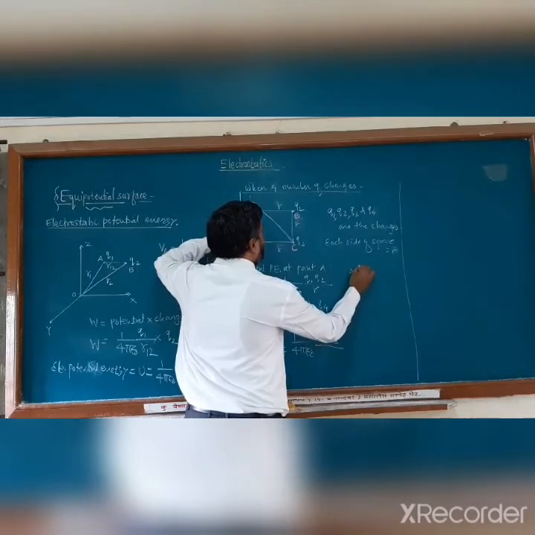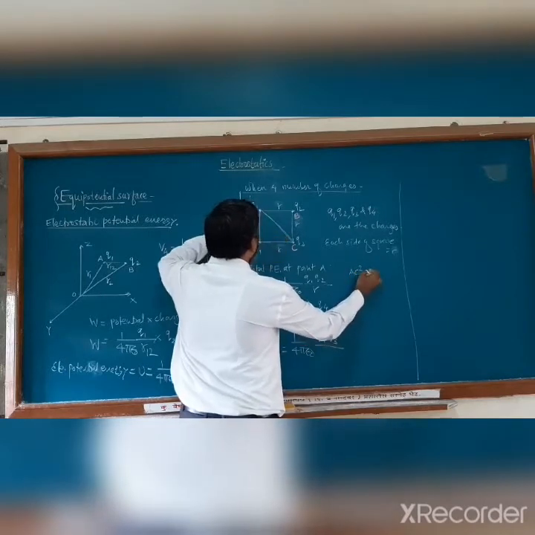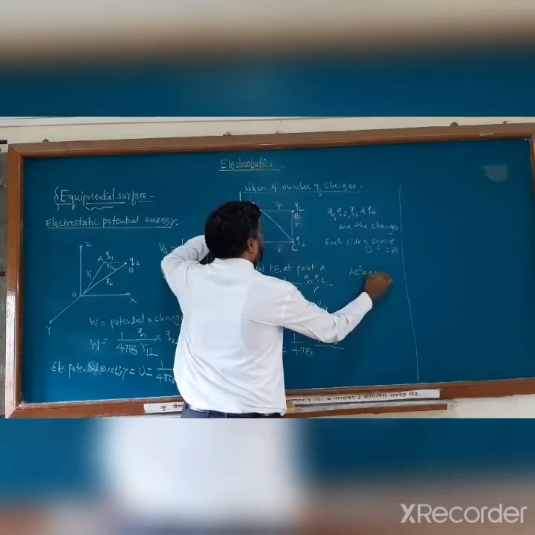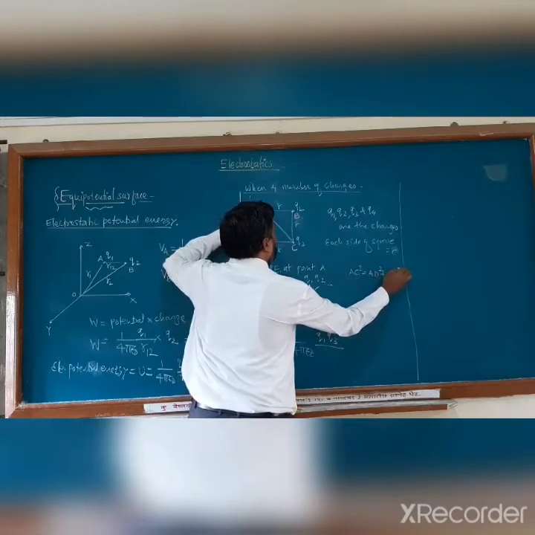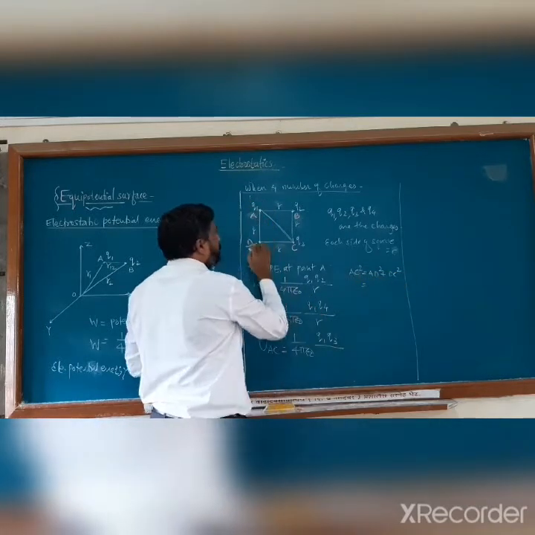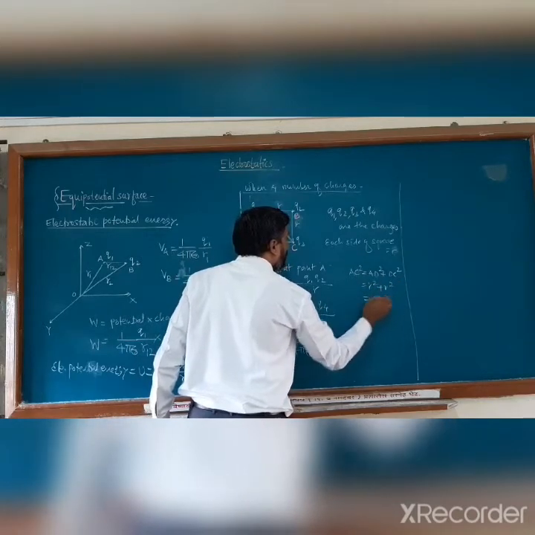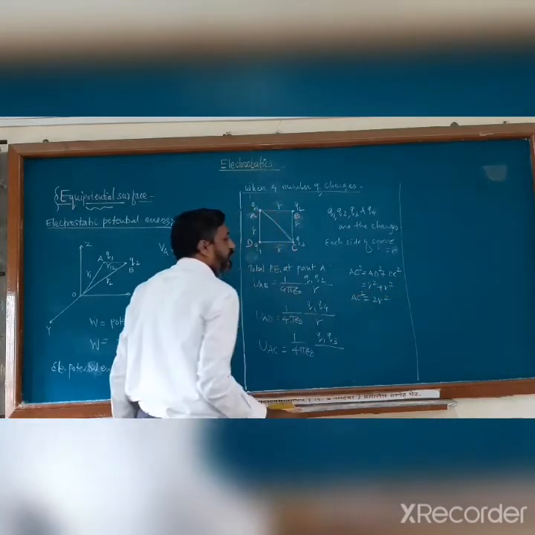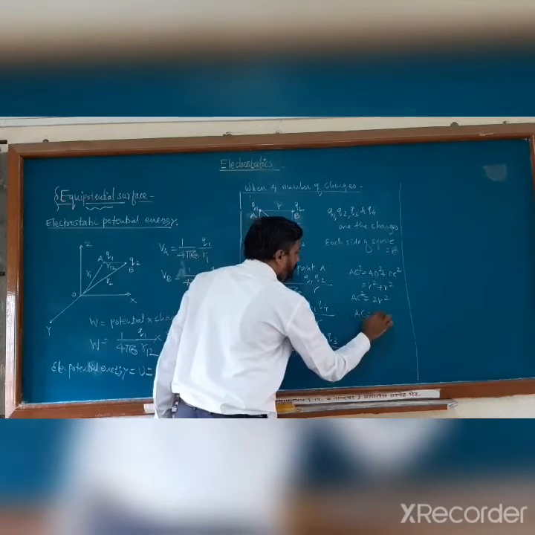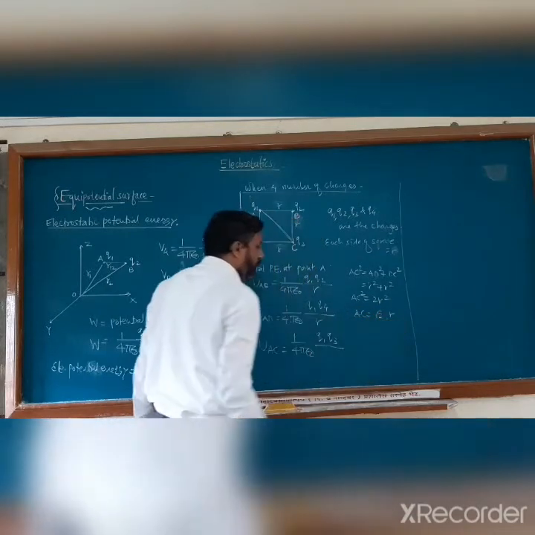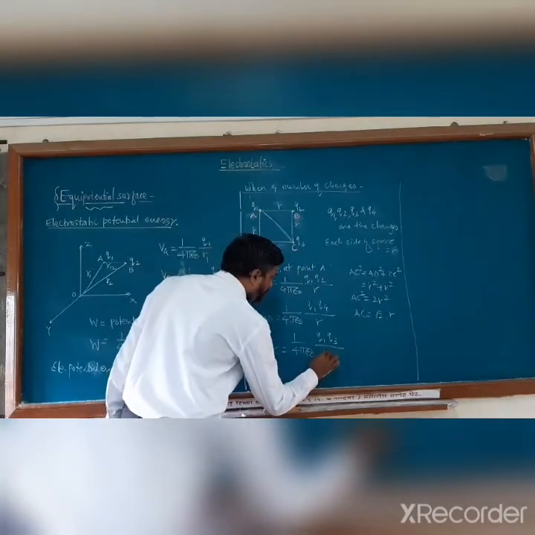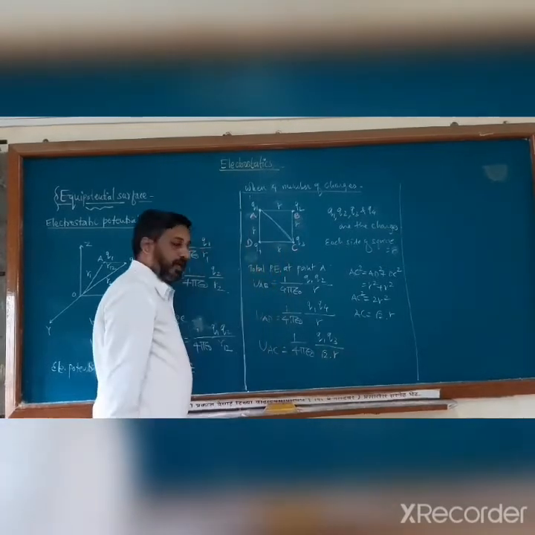AC square equals height square, that is AD square plus DC square. What is the AD square? It's R square plus R square, so it becomes 2R square. The AC square means 2R square, so AC is equal to how much? Root 2 times R. So I am mentioning the root 2 times R.